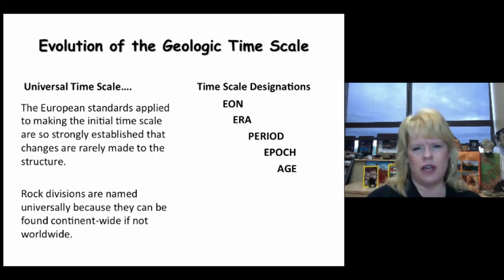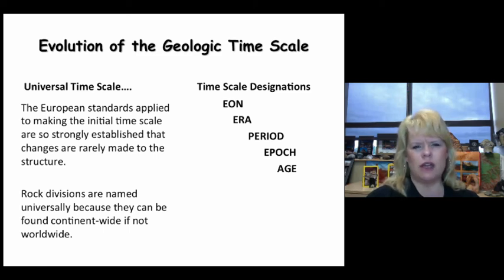So the universal time scale exists in any language. It's based on specific designations. It goes from really large to tiny in size of age. The European standards that were initially applied to making the initial time scale are so deeply rooted in the culture of the time scale that it's remained as the system that was put into play several hundred years ago. So rock divisions are named universally because they can be found continent-wide and sometimes worldwide.